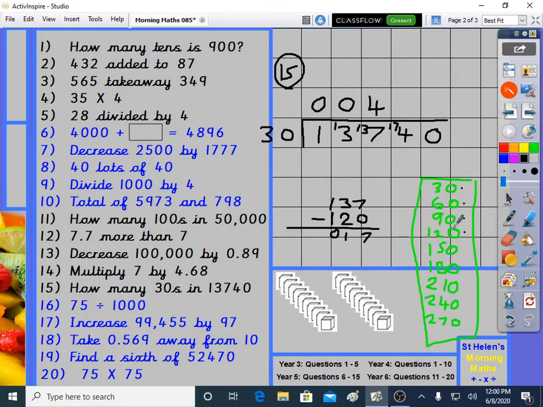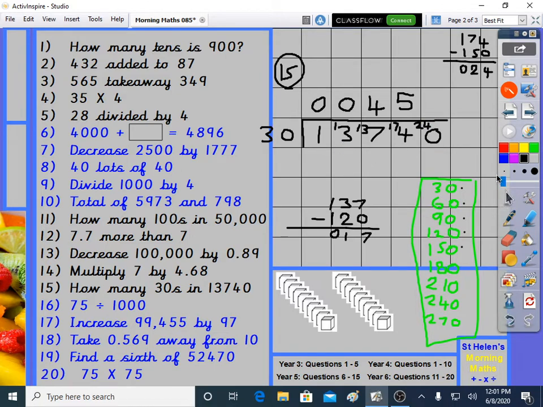174. How many 30s in 174? 1, 2, 3, 4, 5. It's 5. Okay. We only counted up to 150 though, and that says 174. So the difference between 174 and 150, what's that? An easy takeaway, but it is 24. 24. 240.